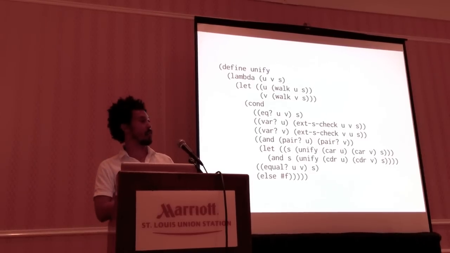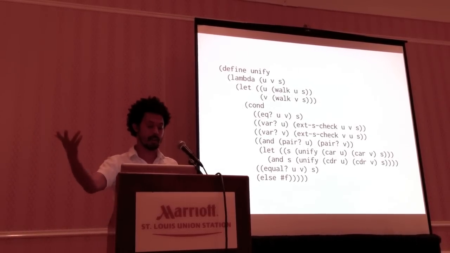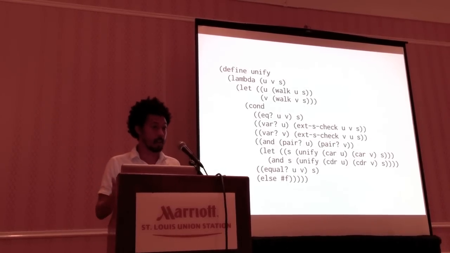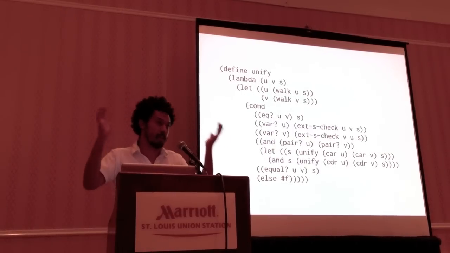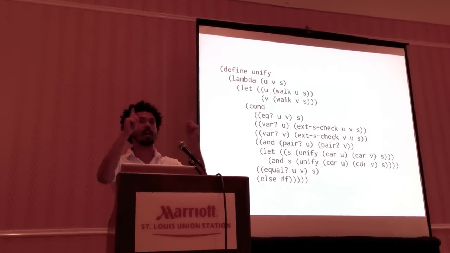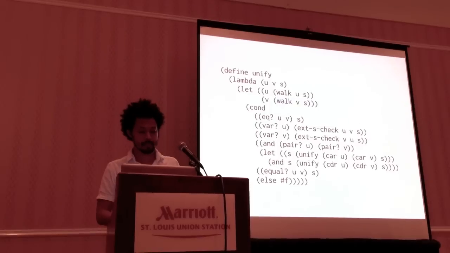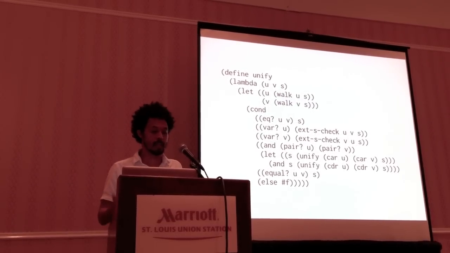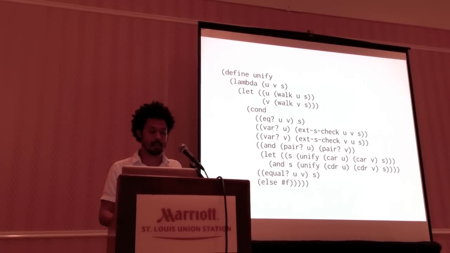They walk, they first check, are those things identical? Is U a var? Then they go ahead and extend the substitution. Is V a var? Extend the substitution. Now if both U and V are pairs, meaning are they lists, we do a sort of recursive thing. We need to unify each element in the list. Otherwise, if they fail, they return the value false. Core.logic is different here because we just return nil.